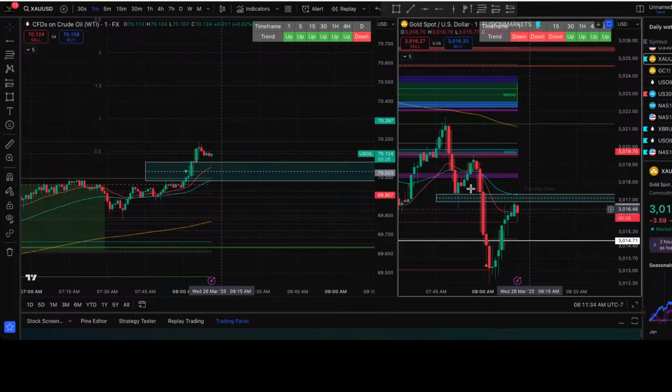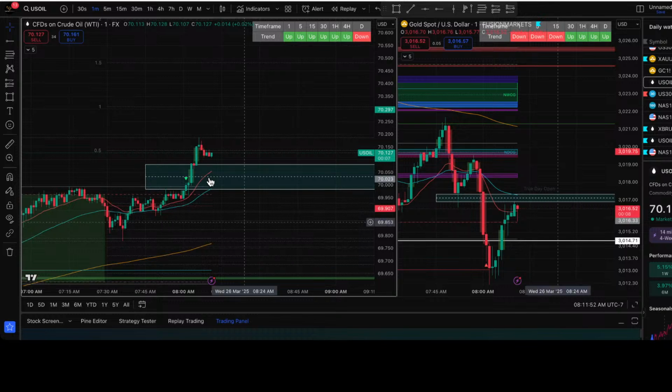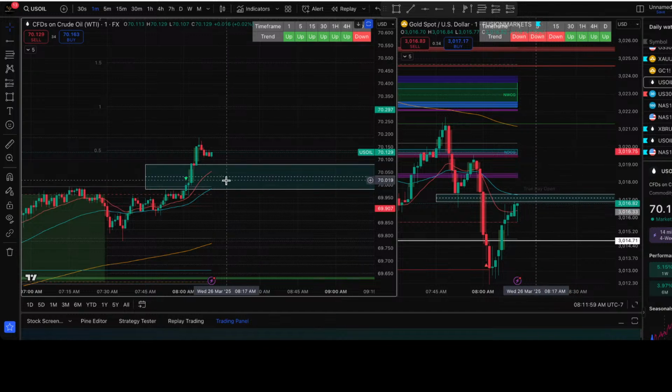On the 1M, we have fair value gaps here and here. So it could actually wick all the way up here and then close under this purple. But we want to see a bearish fair value gap created after it touches this zone and even wicks up here maybe. For oil, I want to see it come into this zone, bounce off that 20, hit the midpoint, then give me a bullish fair value gap.